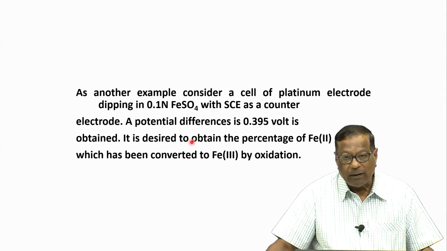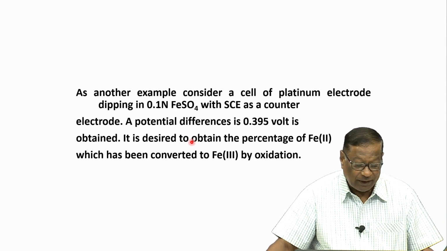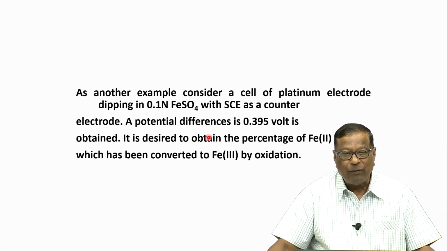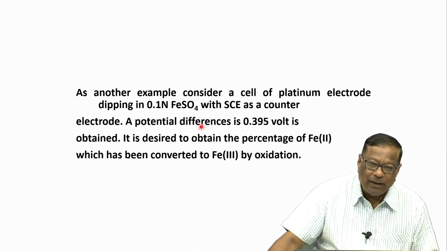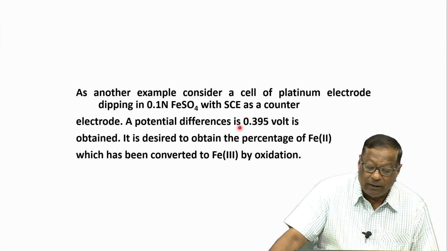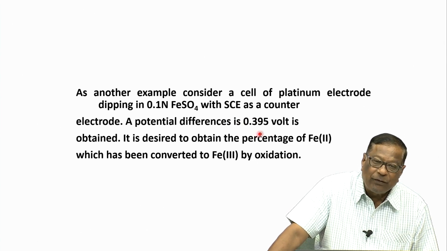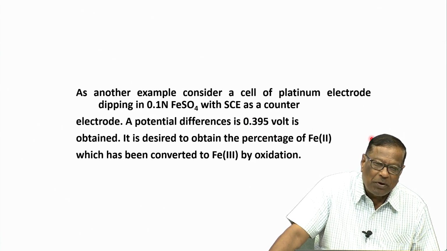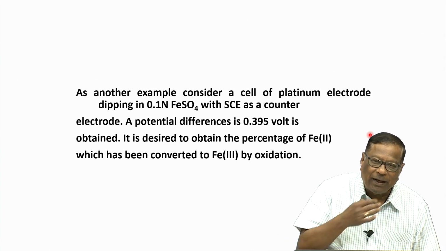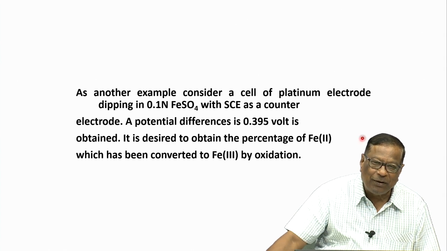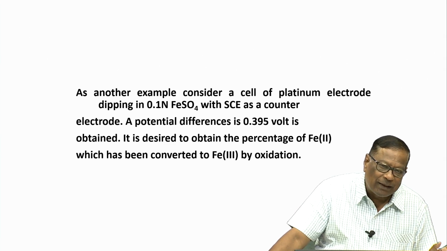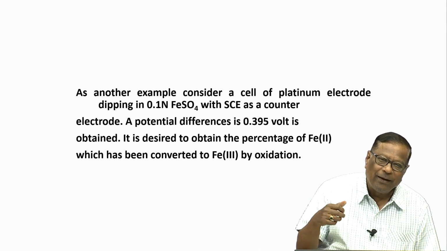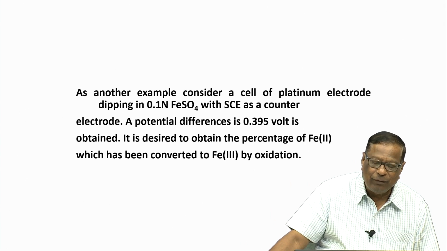So, I should know what is the concentration of ferrous and ferric, and how much ferrous has been converted into ferric by oxidation. I think you are all very familiar with ferrous ferric oxidation systems. Whenever you cut an apple, within no time you see a brown color on the cut side of the apple. That is oxidation of ferrous to ferric. Anywhere in the world, wherever there is ferrous solution, it always reacts with air to get oxidized to ferric.